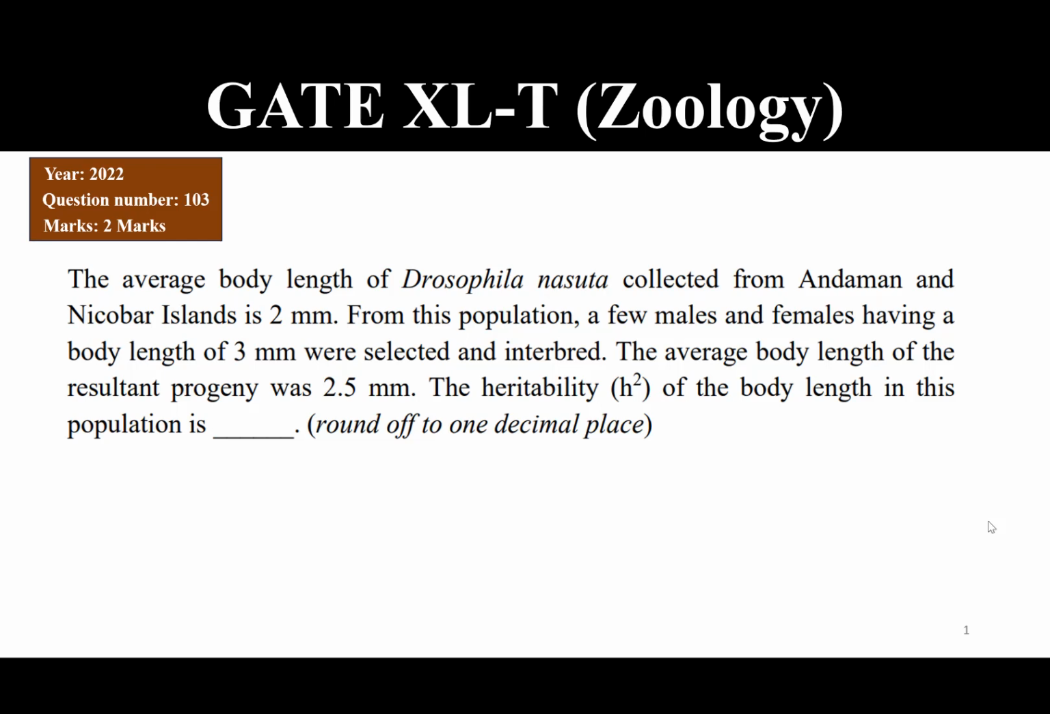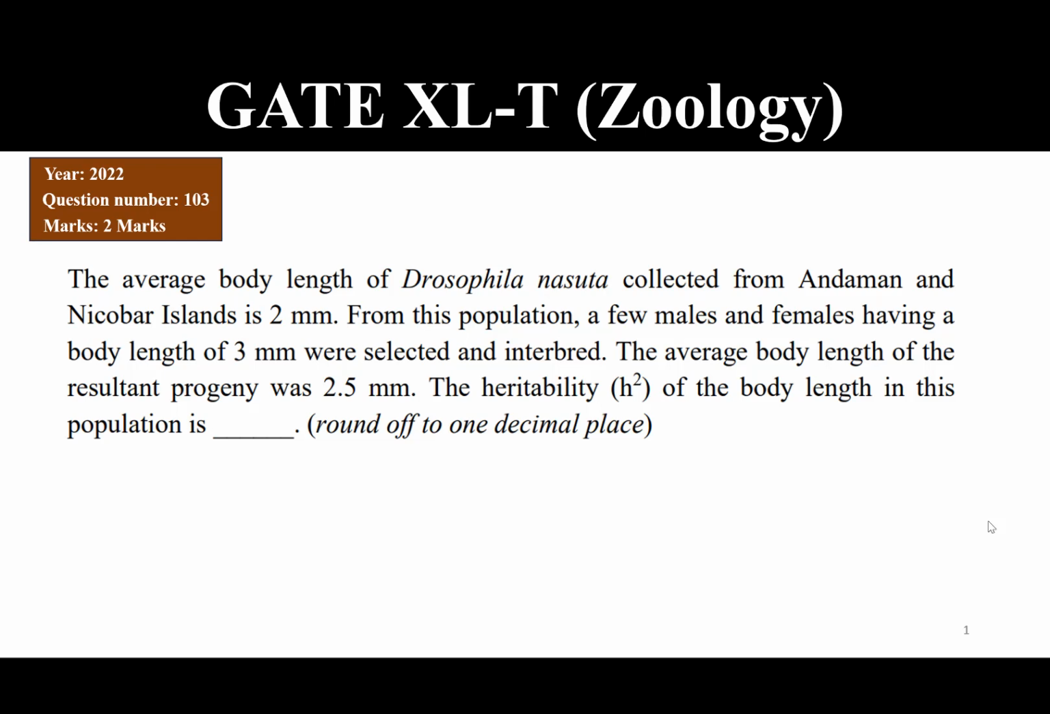The question is, the average body length of Drosophila nasuta collected from Andaman and Nicobar Islands is 2 mm. From this population, a few males and females having a body length of 3 mm were selected and interbred. The average body length of the resulting progeny was 2.5 mm. Therefore, the heritability, denoted by h square, of the body length in this population is what?